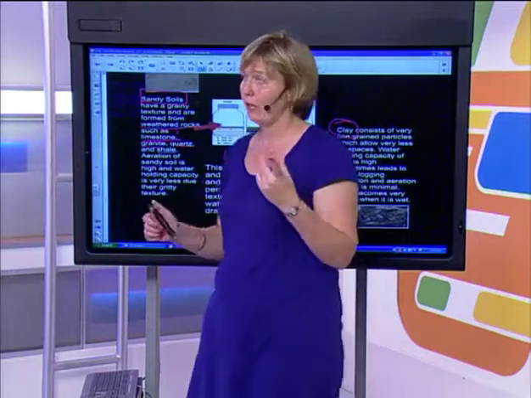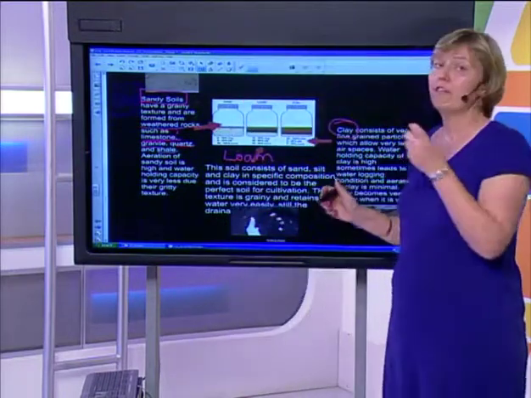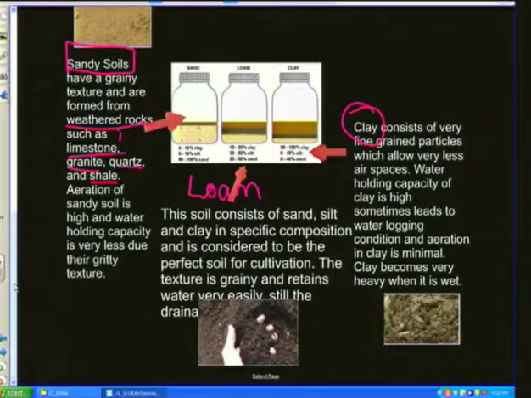Okay, let's talk about the clay soil. Very fine granules. Sandy soil had grainy granules; clay has fine granules. Less air spaces. Water holding capacity is high. Sometimes it leads to waterlogging, which means the water doesn't drain away and it gets soggy and the water just collects. Aeration is minimal. And clay becomes very heavy when it's wet.